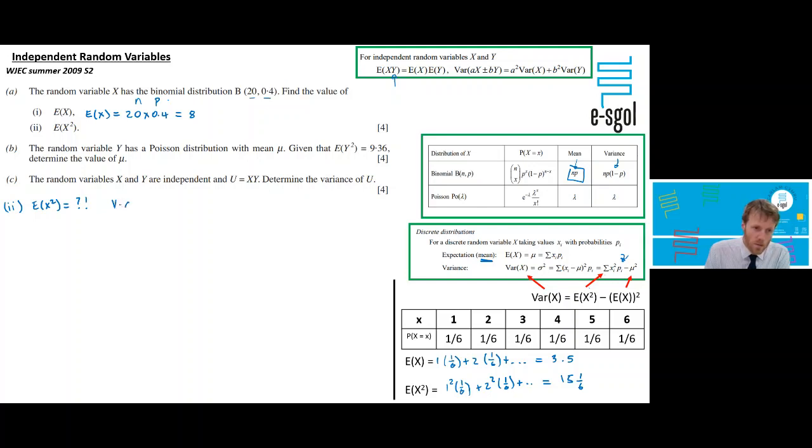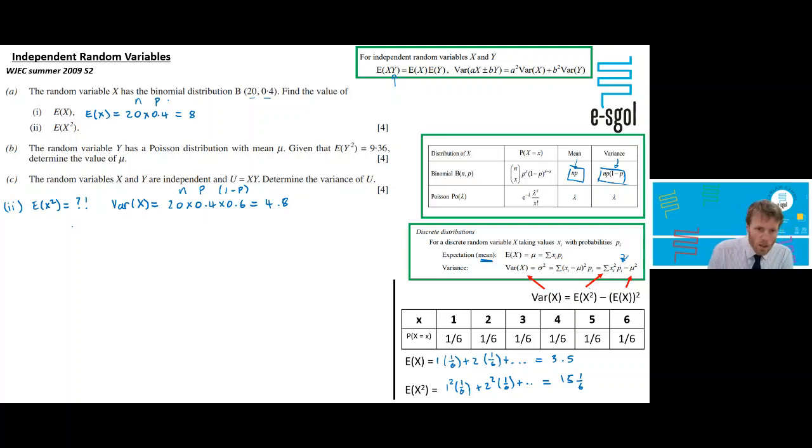The variance of x, and we've got a formula for the variance of the binomial distribution: n p, so 20 times 0.4 times the probability of the thing not happening, so times 0.6, that equals 4.8. And I'll just write what I've done there: 20 times the probability times 1 minus the probability.